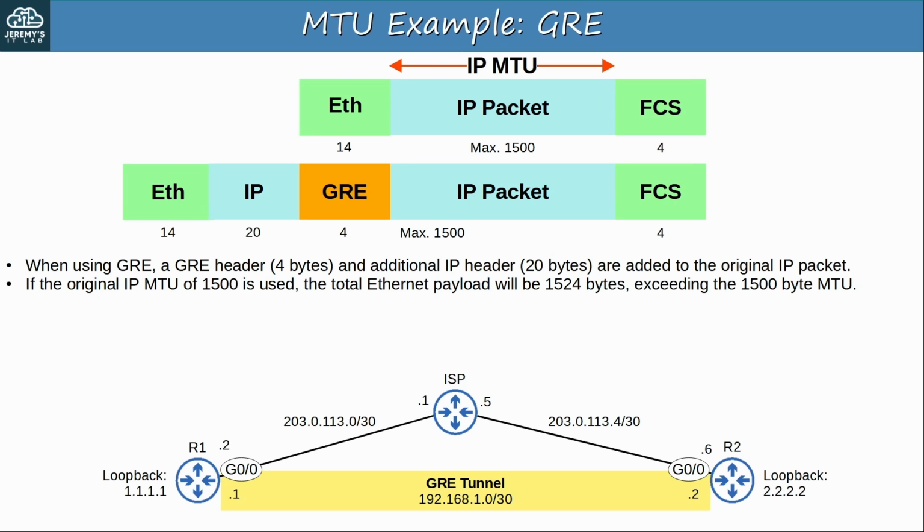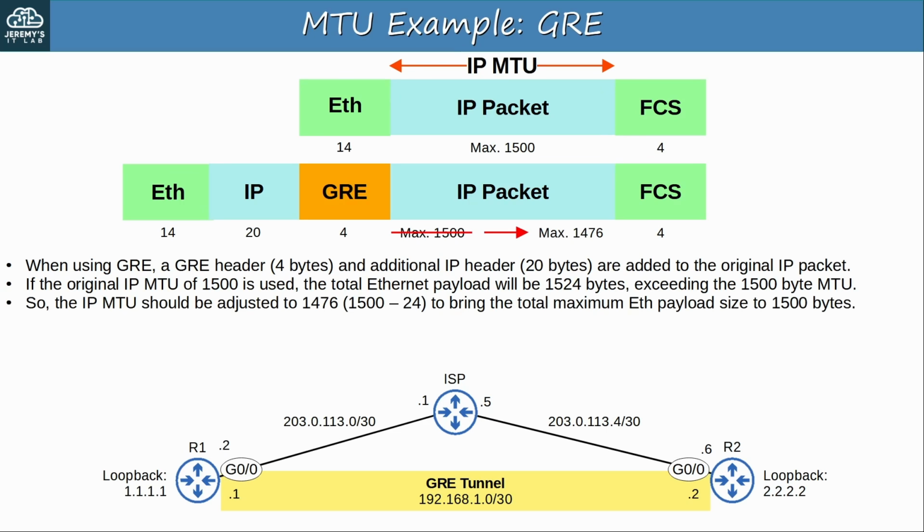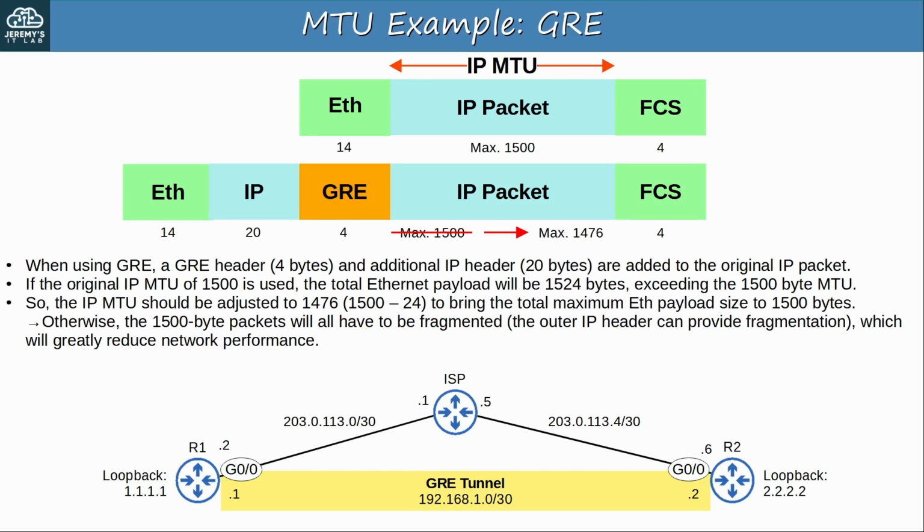If the original IP MTU of 1500 is used, the total size will be 1524 bytes, exceeding the 1500 byte MTU. So we have to fix that. The IP MTU of this internal IP packet should be adjusted to 1476, which is 1500 minus 24 for the new GRE and IP headers, to bring the total size to 1500 bytes again. Otherwise, the 1500 byte packets will all have to be fragmented, which will greatly reduce network performance.